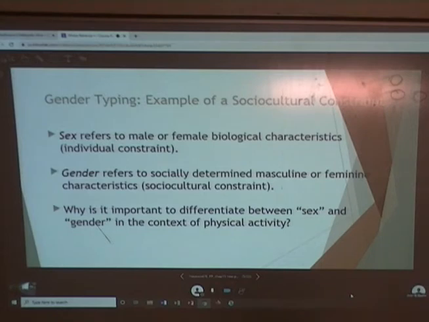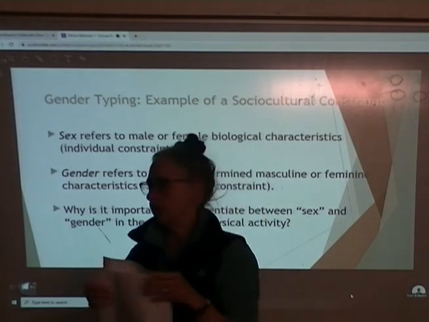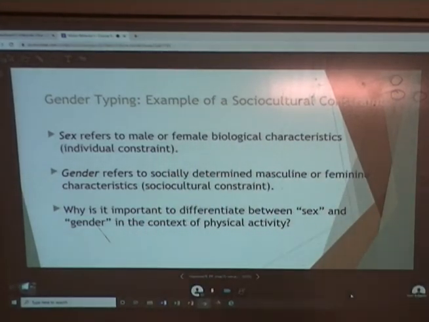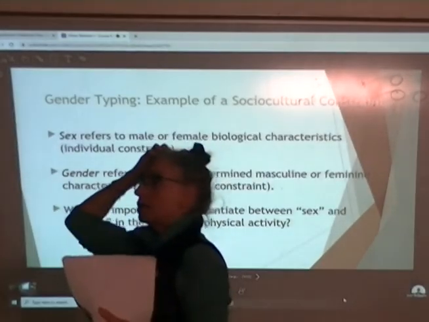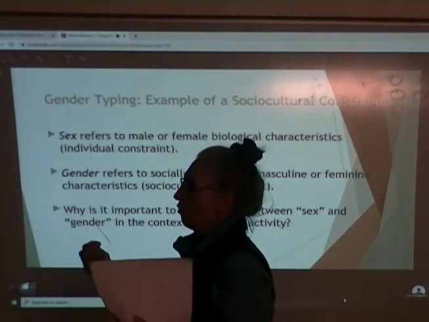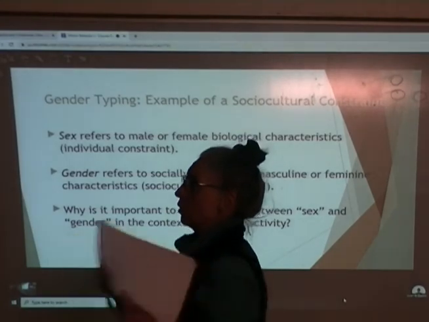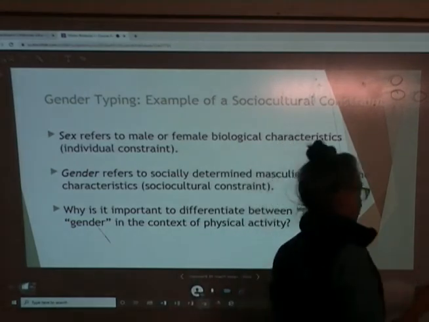Now we come to something that I get quite excited about. Okay, so we're going to spend some time looking at gender stereotyping, gender typing, because it's rampant and it's often unconscious and not recognized, and it has a significant impact on the kinds of motor skills that I do and don't get the opportunity to learn, all right?